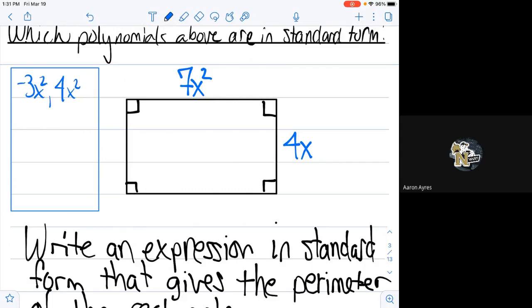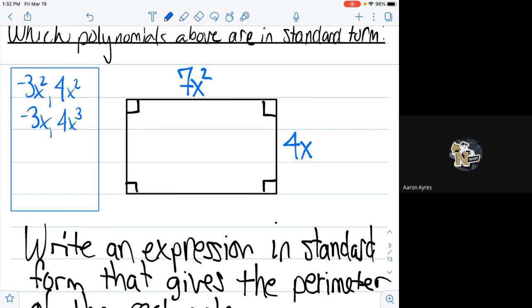Thumb up or thumb down. Do they have the same variables raised to the same exponents? Yes, they do. Those are like terms. The variables match, the exponents match, so I can add and subtract those. How about this? How about negative 3x and 4x to the third? Are those like terms?